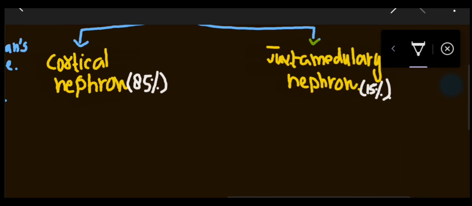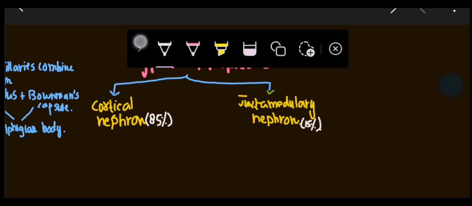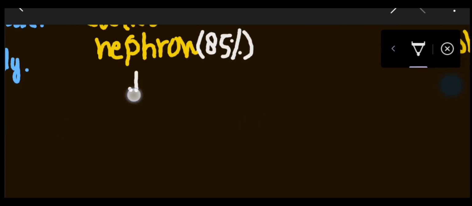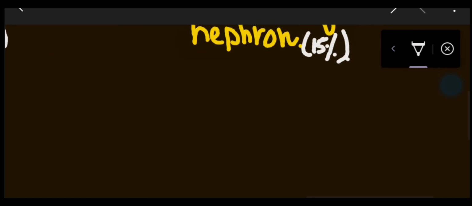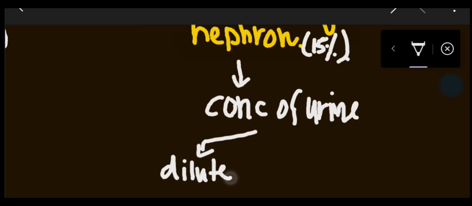As the words define, this is a cortical nephron and this is the juxtamedullary nephron. The cortical nephron is present in the cortex of the kidney, as we have discussed in the structure of the kidney. The juxtamedullary nephron basically helps to control the concentration of urine, that is, whether the urine is dilute or concentrated.